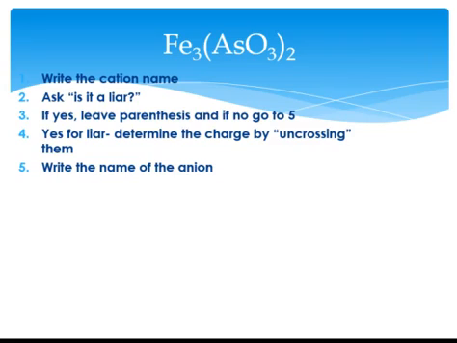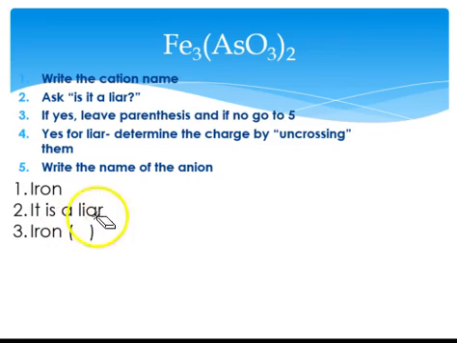So the iron is a liar. So I'm going to put parentheses. And when I put parentheses, I come back again to figure out what number goes in the parentheses. It is a liar. It's got more than one charge above it. Then the iron has a Roman number. I'm going to put parentheses.